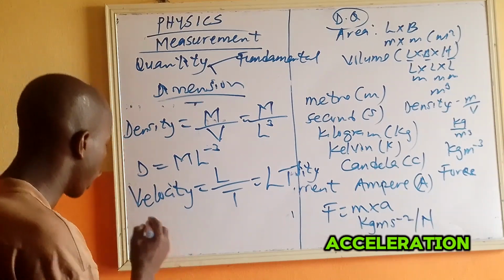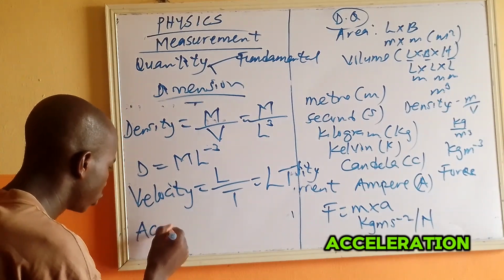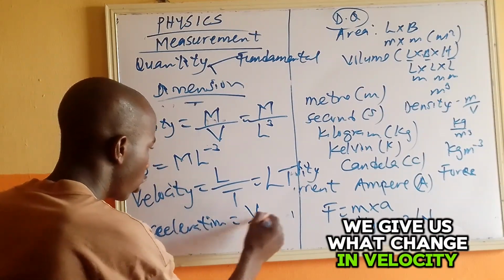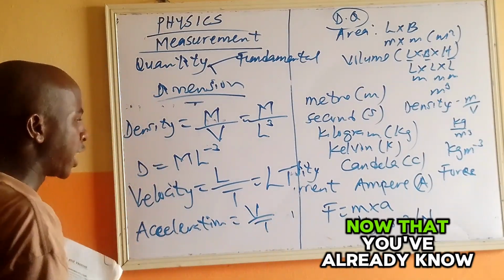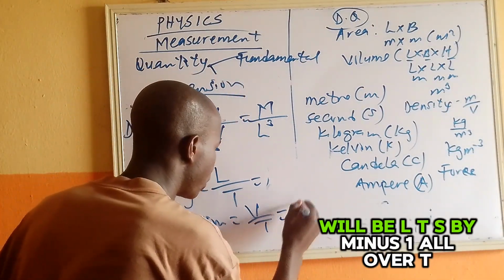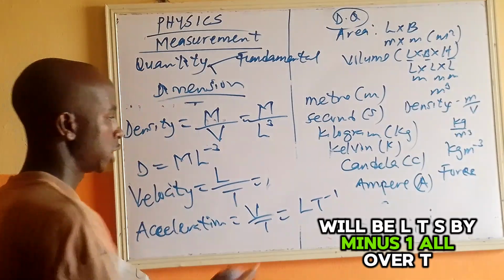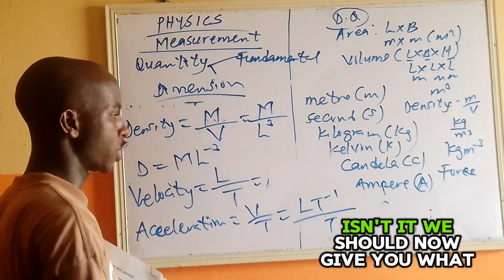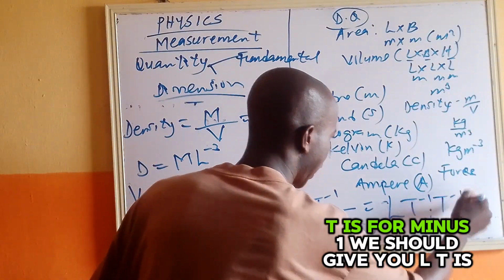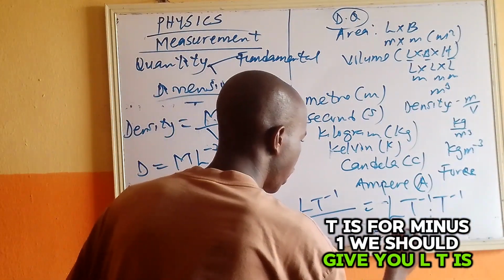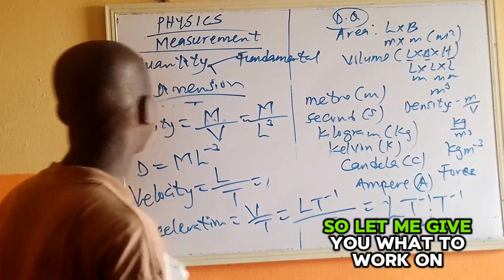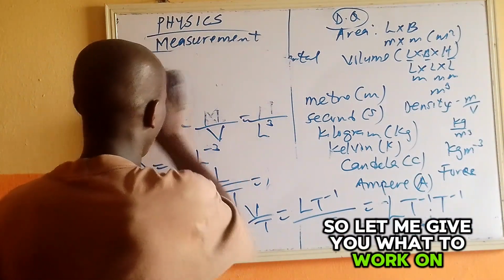What is the dimension for acceleration? Acceleration will give us what? Change in velocity over time. Now that you've already known the dimension for velocity, that means your velocity will be L t raised power minus 1 all over t. Isn't it? We should now give you what? L t raised power minus 1 t raised power minus 1, which will give you LT raised power minus 2. So, let me give you what to work on.